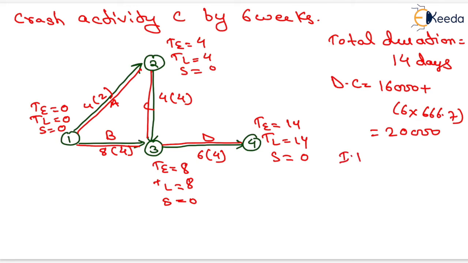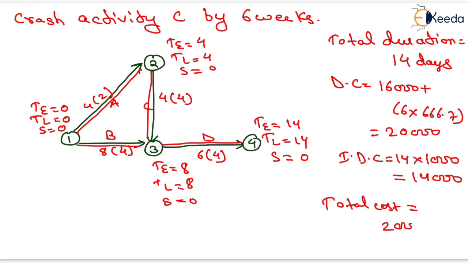Now indirect cost will be equals to 14 into 1000 and it will be equals to 14,000. So total cost will be equals to 20,000, that is direct cost, plus 14,000, that is indirect cost. After adding both this value we will have the total cost equals to 34,000. Now we have to crash activity D by 1 week because it is having the minimum cost slope. So crash activity D by 1 week.